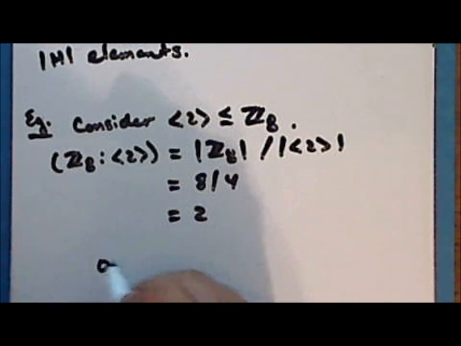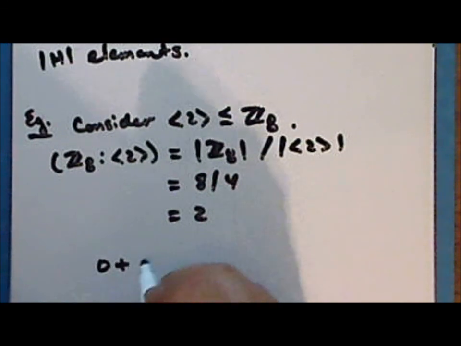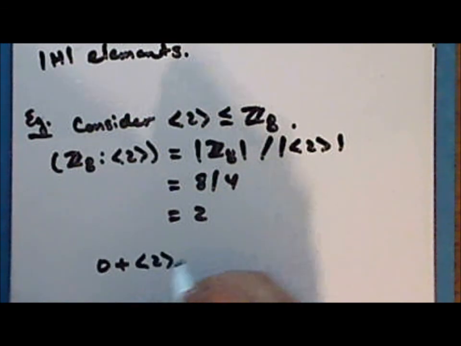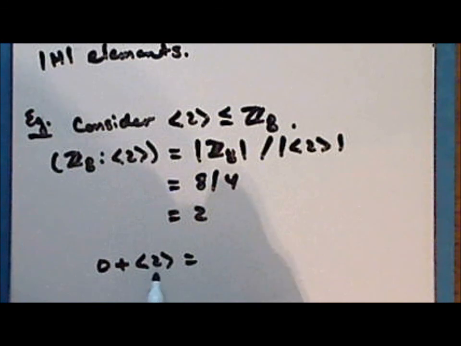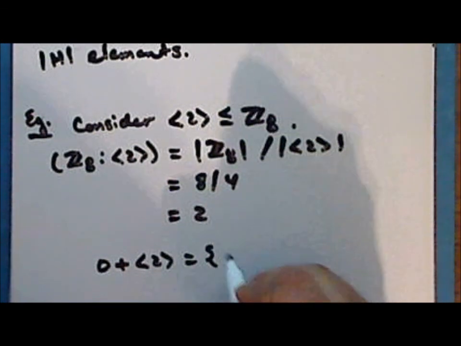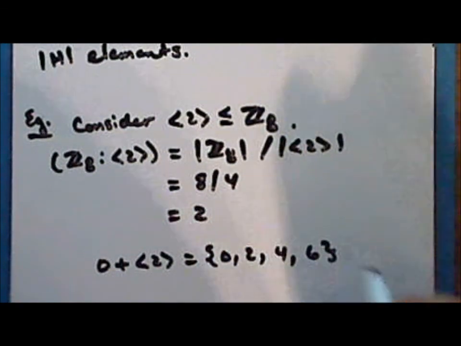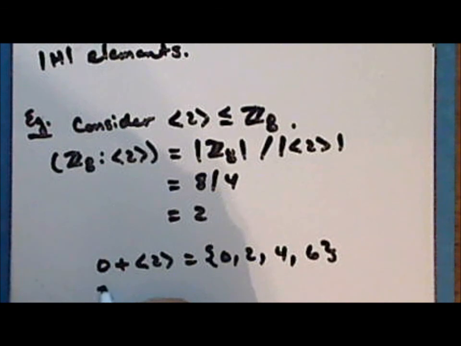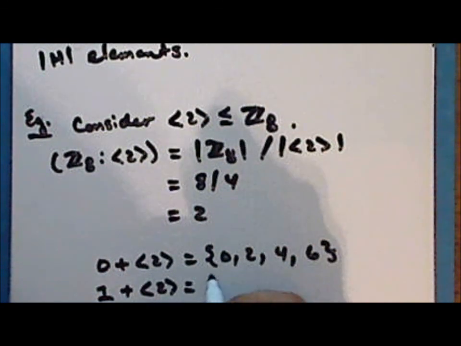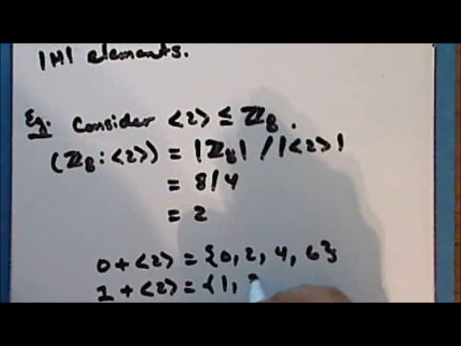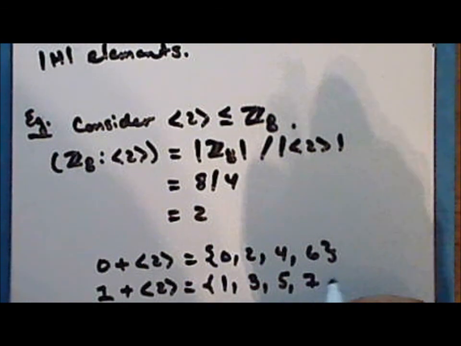And those are the left coset containing the element 0, and this is the entire cyclic subgroup generated by 2. And so this is the set containing 0, 2, 4, and 6. And we also have the left coset containing the element 1. And this is the set containing the elements 1, 3, 5, and 7.